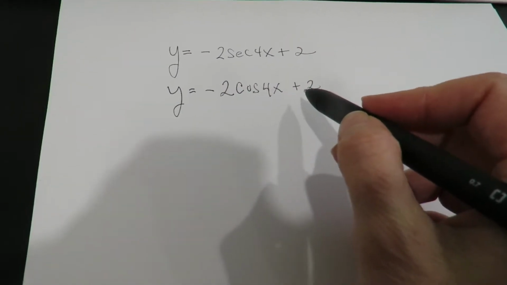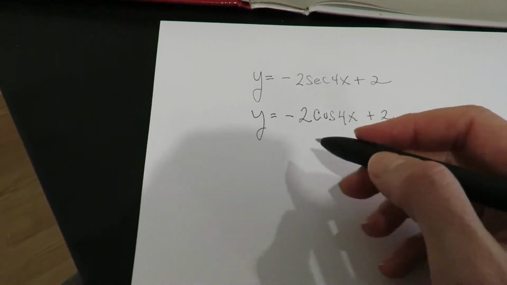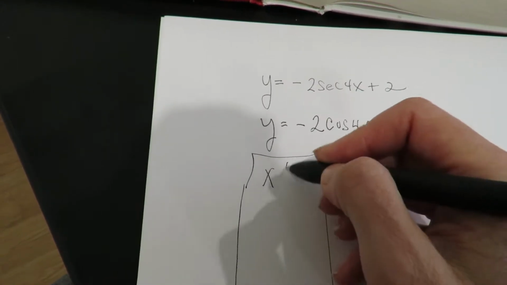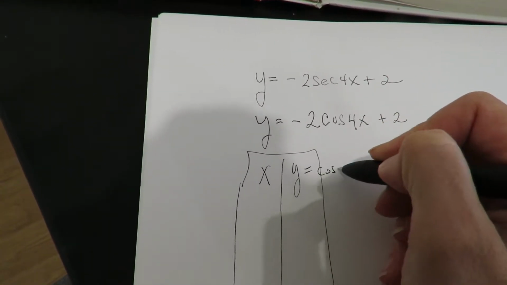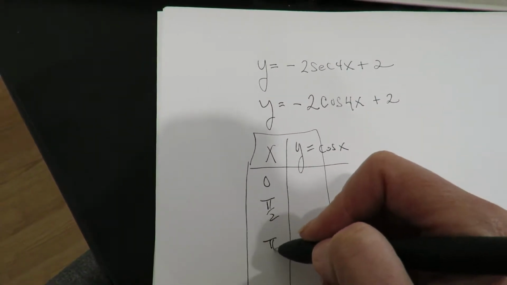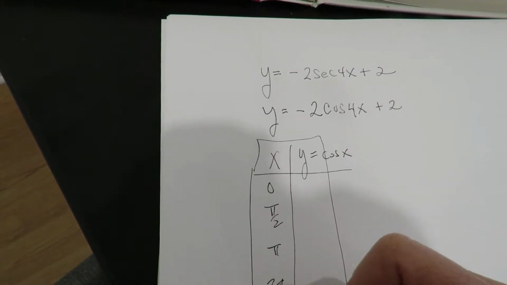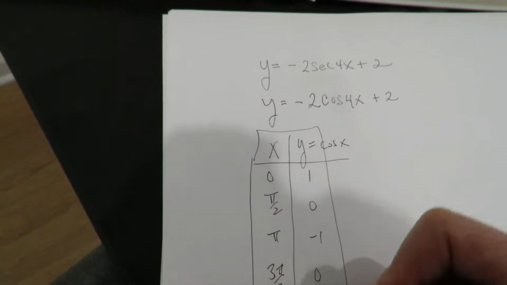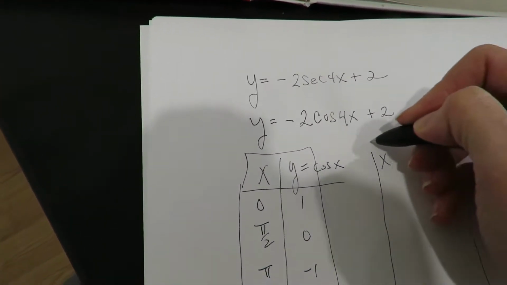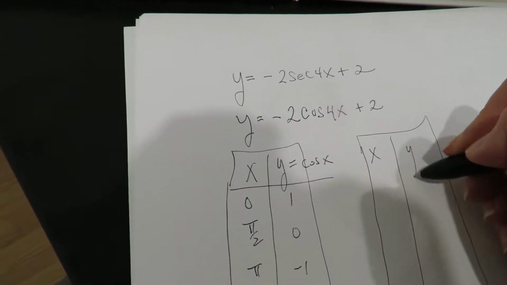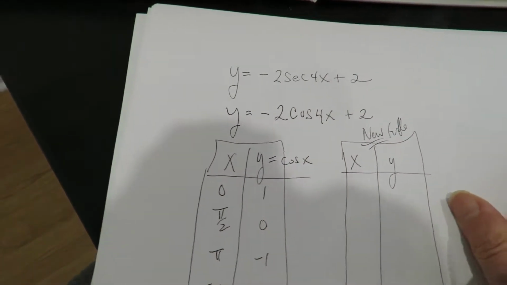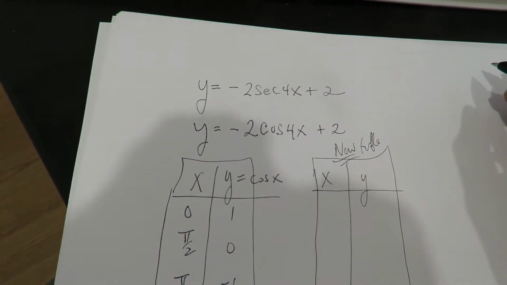So I'm actually going to graph this before I graph this. I'm just going to write down the standard table for the cosine. All right, and now I'm going to work on doing the new table for this new function. So this will be the new table over here. I'm going to go through all the work that you've seen me do before.